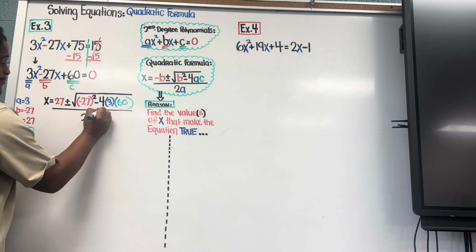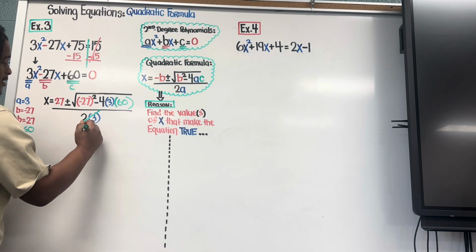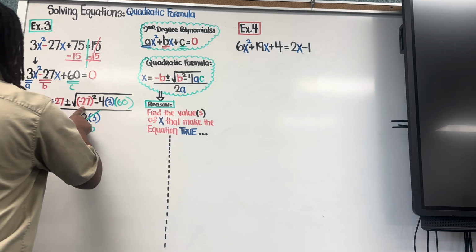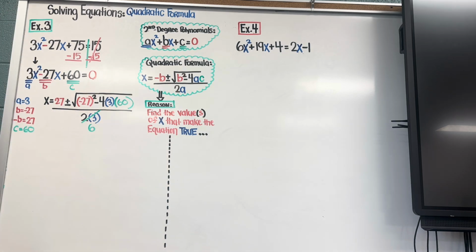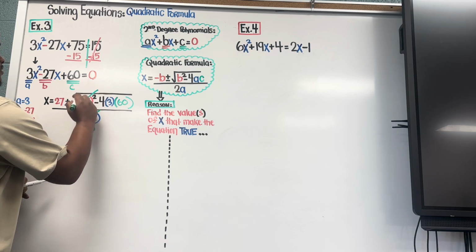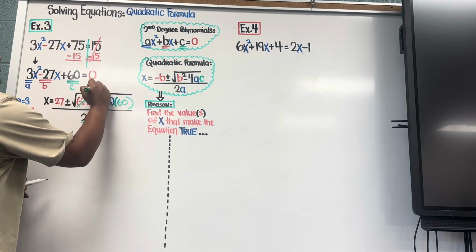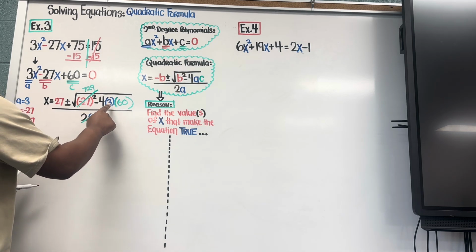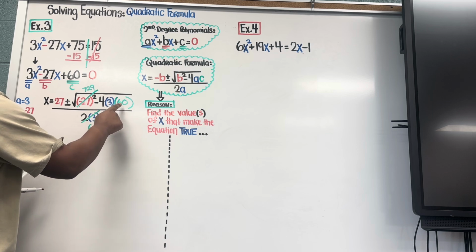So let's start off with this. I know I can simplify this part because I know for a fact that 2 times 3 is 6. I can simplify this part right here, guys. I know that a negative 27 squared, which is a negative 27 times a negative 27, is a positive 729. So this right here is 729, a positive 729.